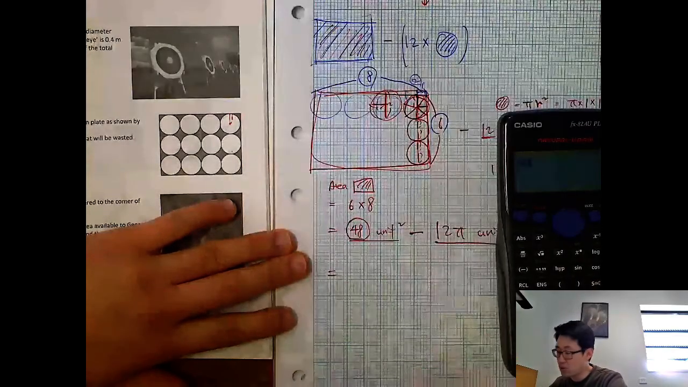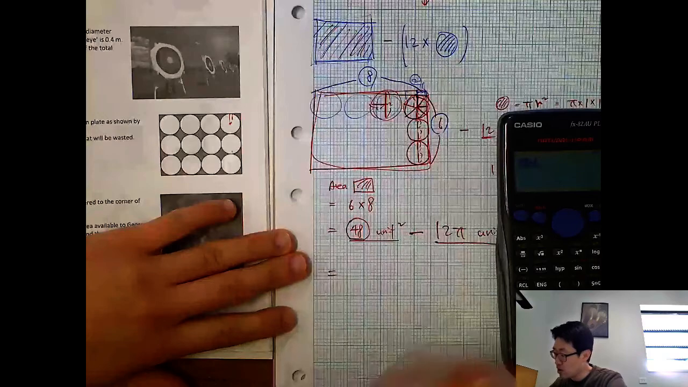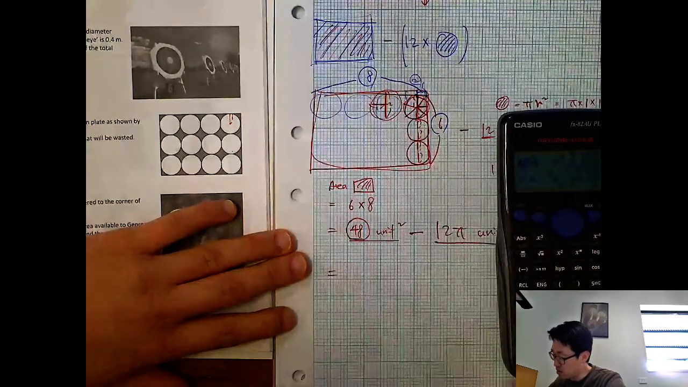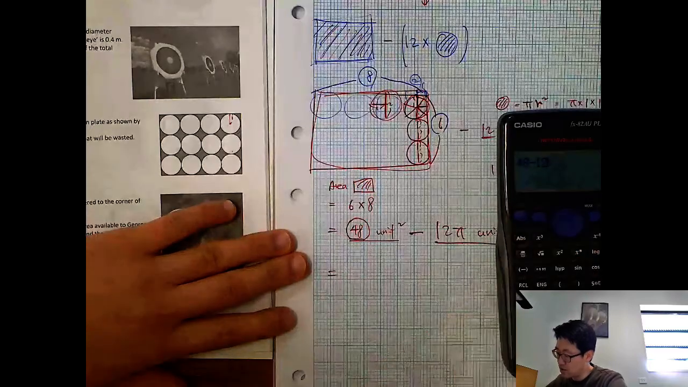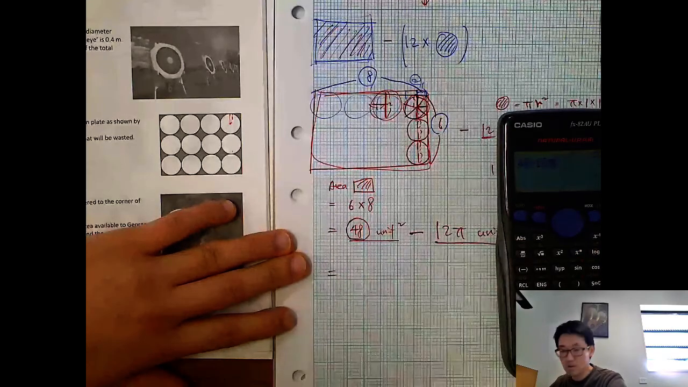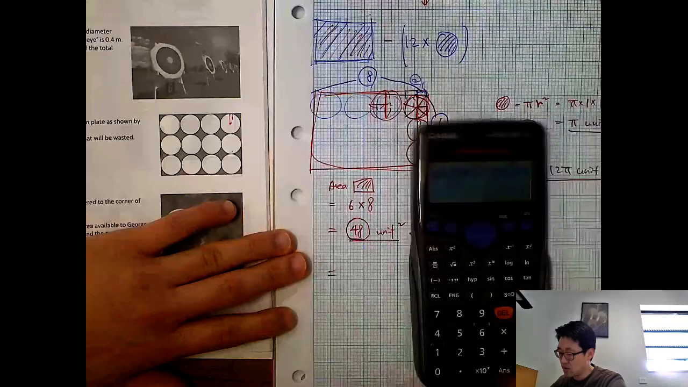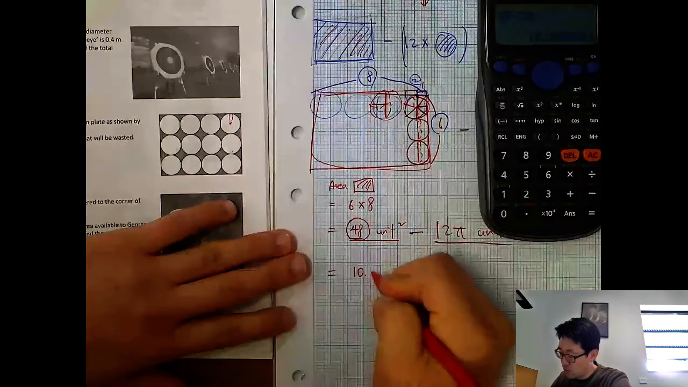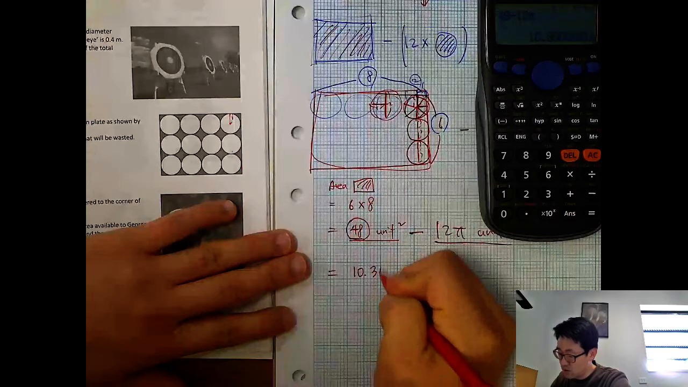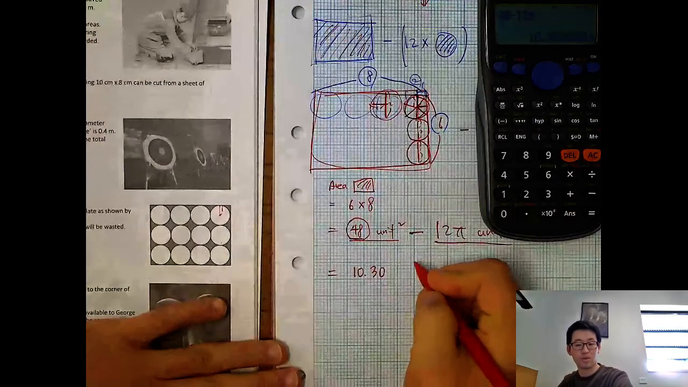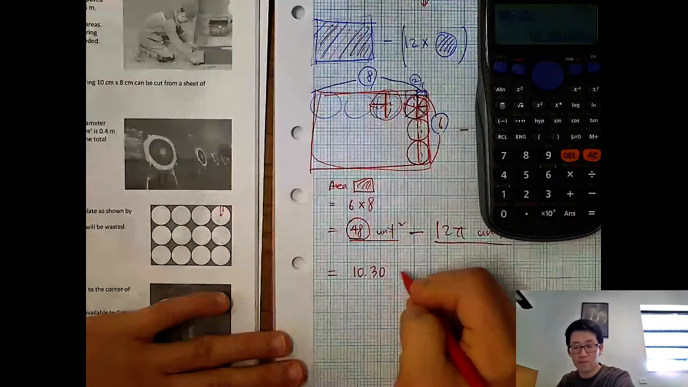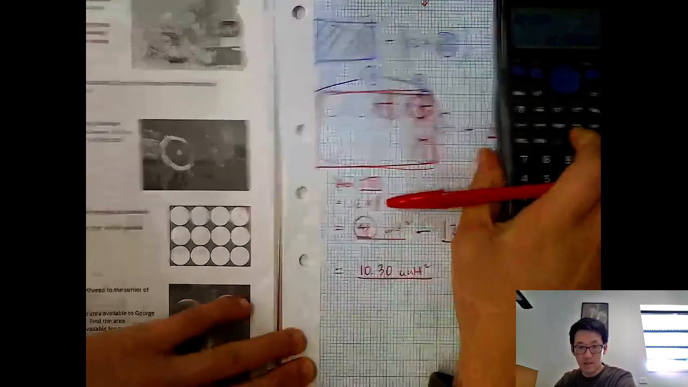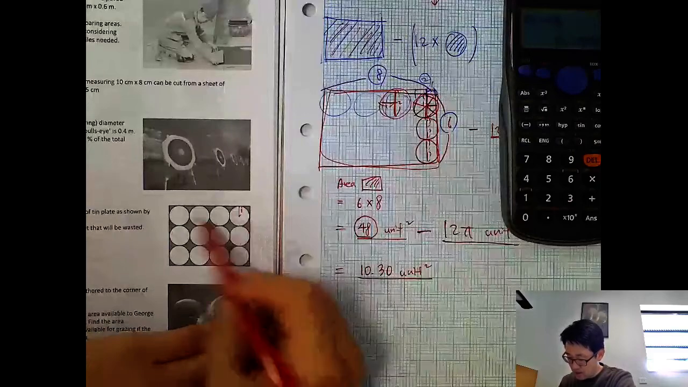All I need to do, 48, make sure you have degree mode here, 48 minus 12, and then shift makes pi. Enter, I get 10.3008, so I'll write down 10.30 unit squared. That's that gray area.